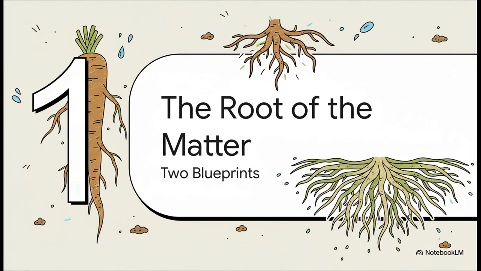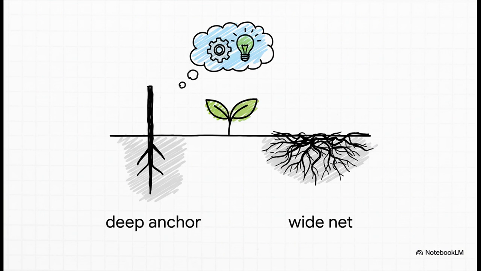So the answer to that little puzzle? It all comes down to the fact that plants don't just grow roots randomly. No, they follow one of two fundamental architectural blueprints, two master plans for conquering the underground world. So here's the key idea for this whole explainer. You have to think of every plant as its own engineer, designing its own foundation. And it's always working from one of two master plans. Let's call them the deep anchor and the wide net.